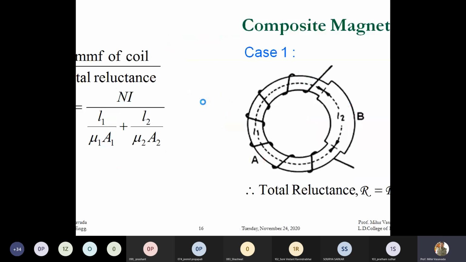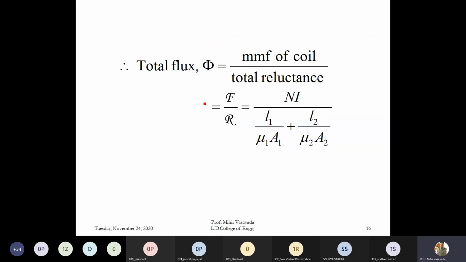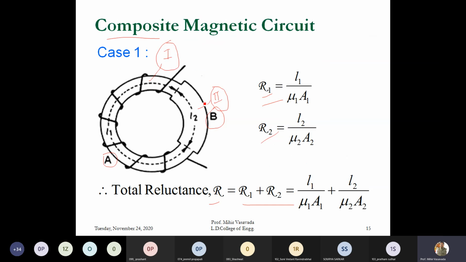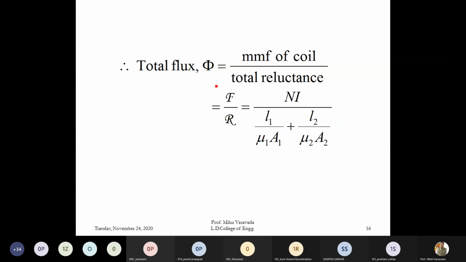Clear? So in that case, your total flux will be total MMF upon total reluctance. If you look at the MMF, the source is 1, establishing the flux through these two parts of the magnetic circuit. So that is MMF upon total reluctance. Total reluctance is the addition of both S1 and S2. Clear? So this is part A reluctance, this is part B reluctance. So this is composite magnetic circuit case 1.